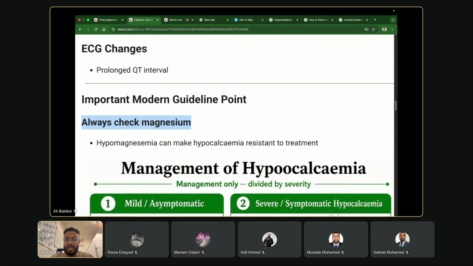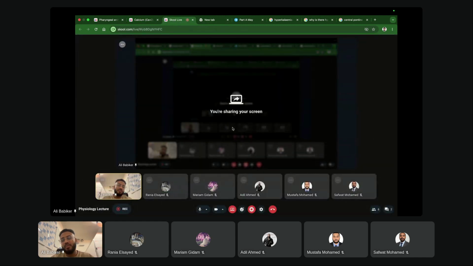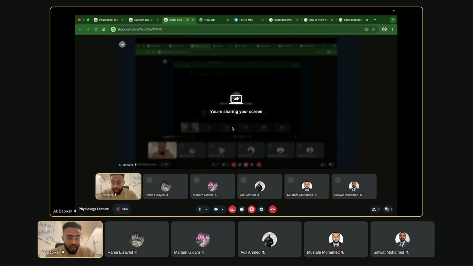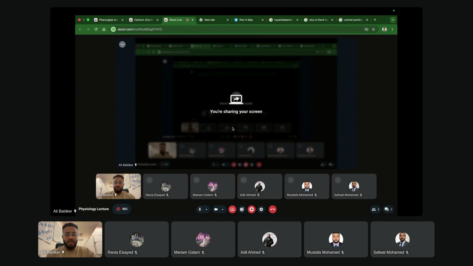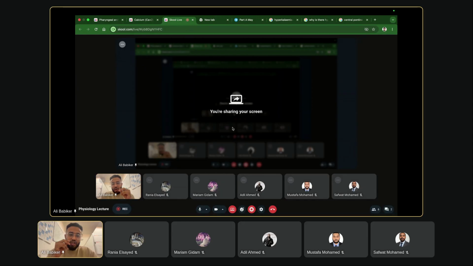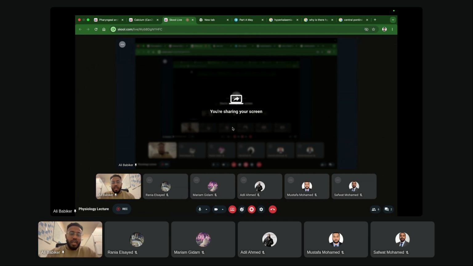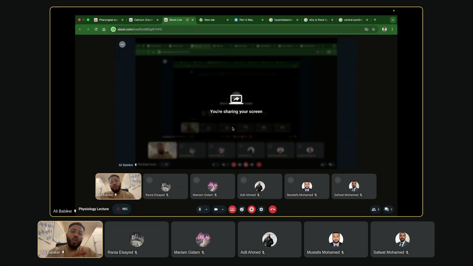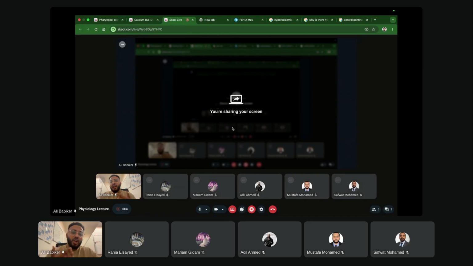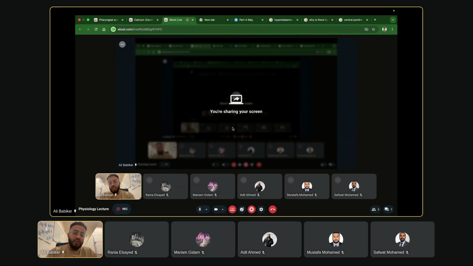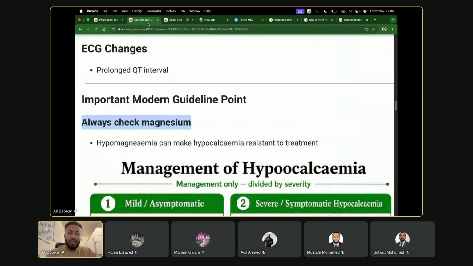Hypomagnesemia can cause hypocalcemia resistant to treatment. You know why? Because for the parathyroid gland to work, the magnesium receptor should be intact. If the parathyroid is working, the parathyroid hormone goes to the bone and breaks down the bone to increase the calcium. The main source of calcium in the body is the bones. If the magnesium is low, the parathyroid gland will not work well, and this will lead to parathyroid hormone not being active, so you will not be able to absorb calcium from the most important source of calcium, which is the bone. That's why you need to check the magnesium.